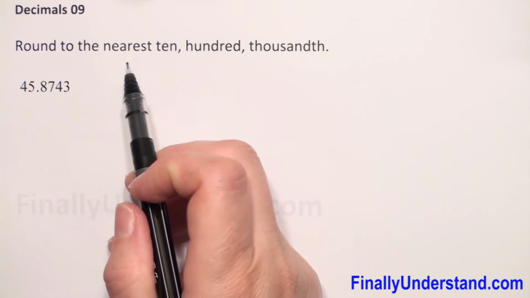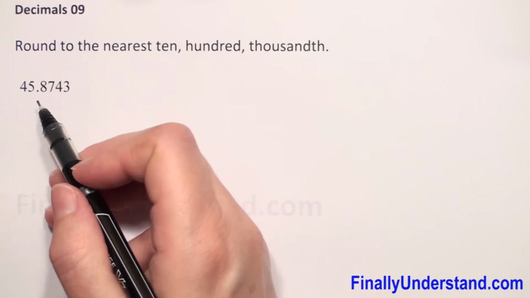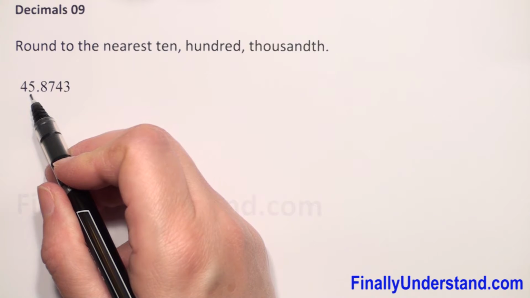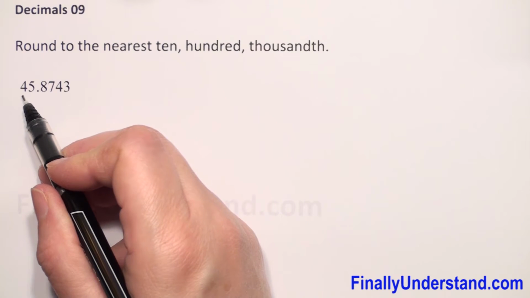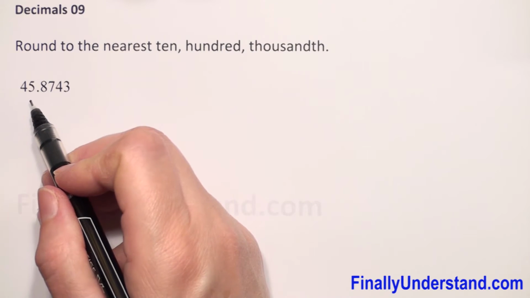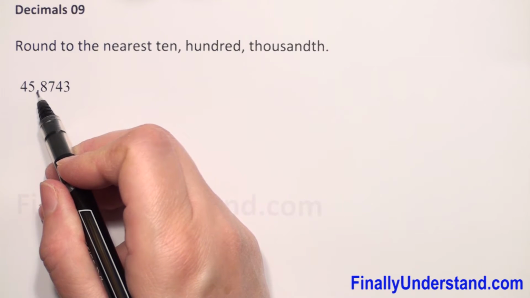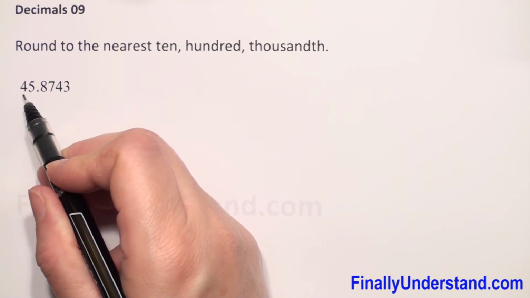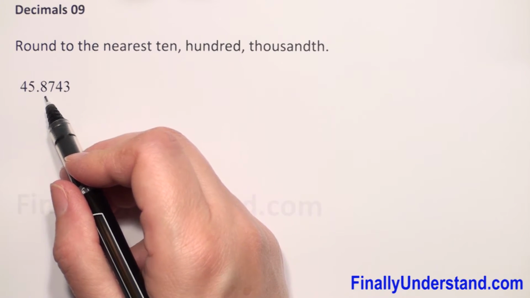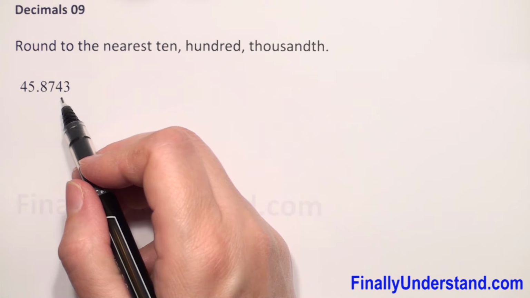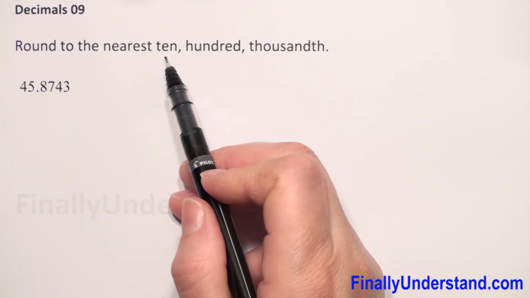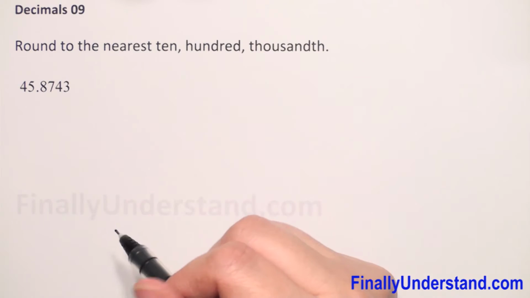So first we need to round to the nearest 10. The first digit to the left from the decimal point is ones, or we can say units. Next is 10, 100, 1000 and so on. When we move to the left from the decimal point, each position is 10 times bigger. When we move to the right, each position is 10 times smaller. So now, first we need to round to the nearest 10. So we need to find where is 10.